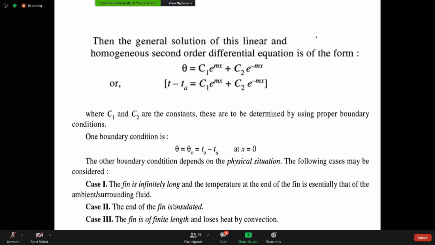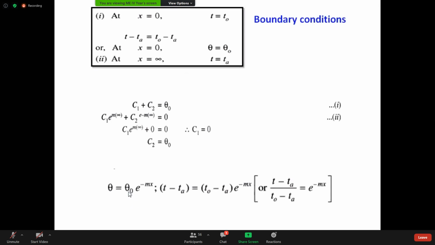See here, C1 is 0, so this entire term becomes 0. C2 has some value, right? So theta is equal to theta naught. Theta is nothing but T minus T infinity, right? Because I have to derive the temperature profile, that's the reason I got this: theta naught into e power mx. If you substitute C2 is equal to theta naught, C1 is equal to 0, you will get this.